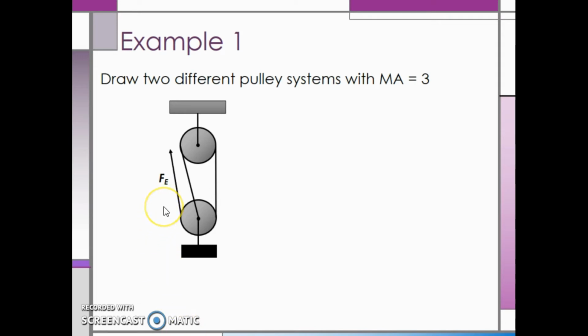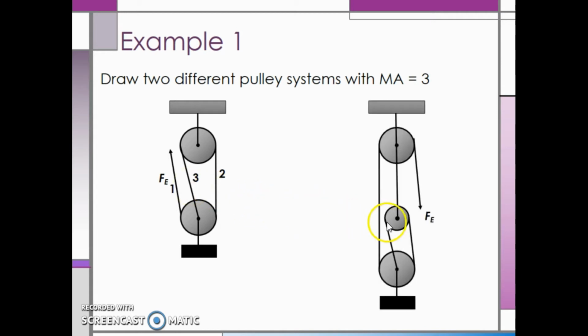In the system on the left, since the effort force points up, that counts as 1 strand. Then, rounding the bottom pulley, we have strand 2, and rounding the top pulley, we have strand 3, which means our mechanical advantage is 3.